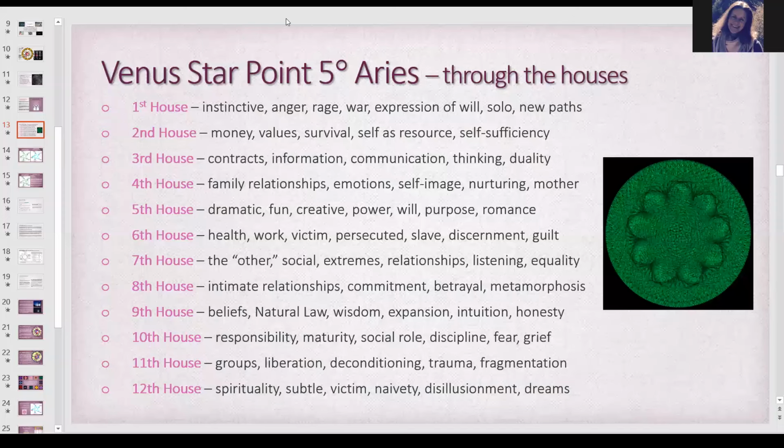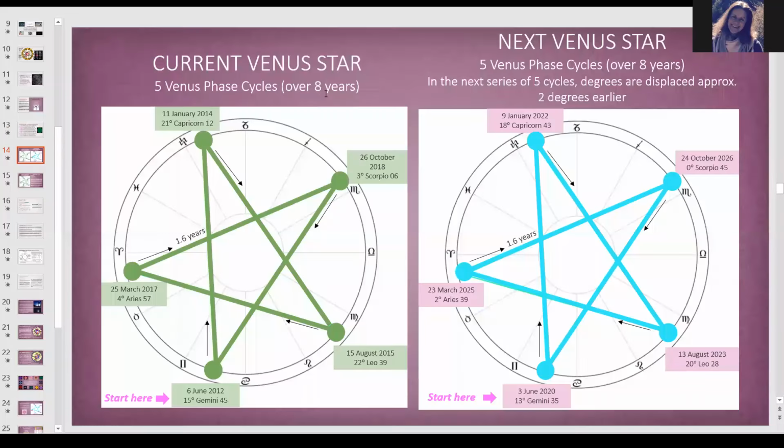Right, so the current Venus star, this is 5 Venus phases over 8 years. So we start down here. On the 6th of June 2012, we had Venus at 15 degrees Gemini. Then we move up here to the 11th of January 2014, where the Venus star point took place at 21 degrees Capricorn, followed by 15 August 2015 at 22 Leo, and that was the last one. And the current one is 25th March 2017 at 4 Aries 57.